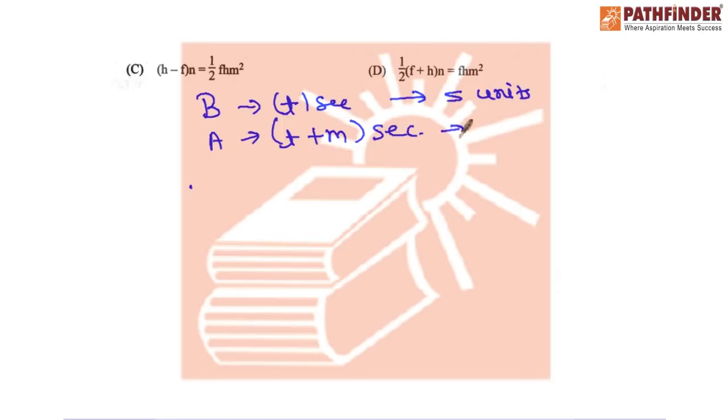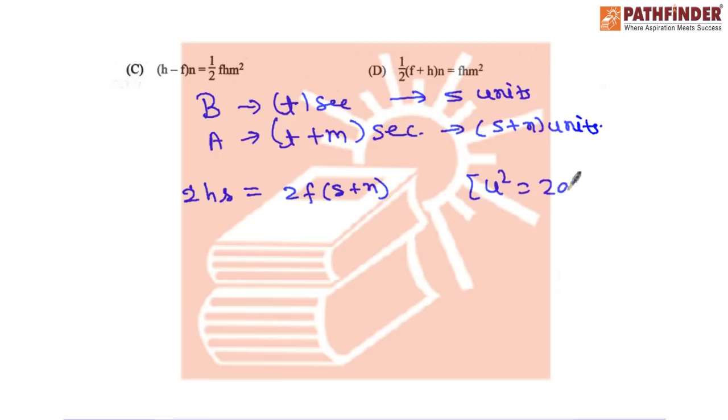Then in the same time it describes s plus n units, it moves s plus n units in the same time. So we can write twice of hs is equal to 2f s plus n, because we can use u square is equal to 2as and v1 square equal to v2 square.